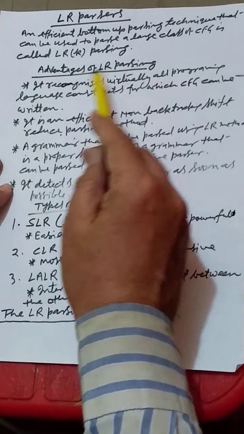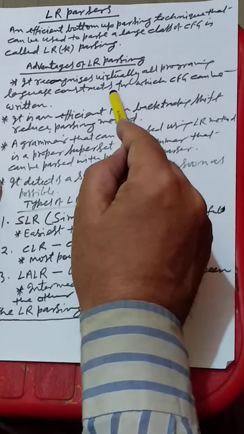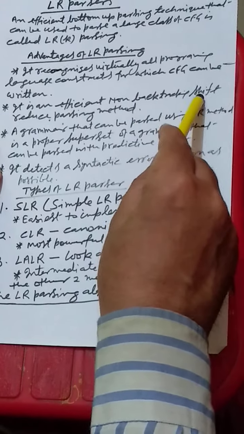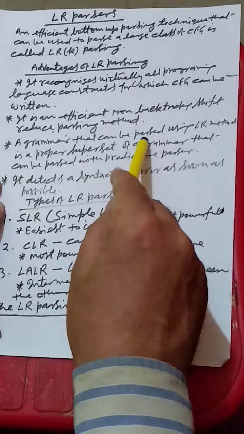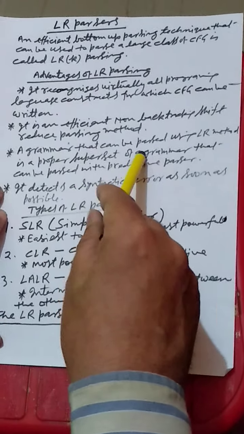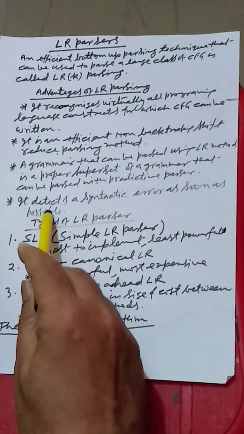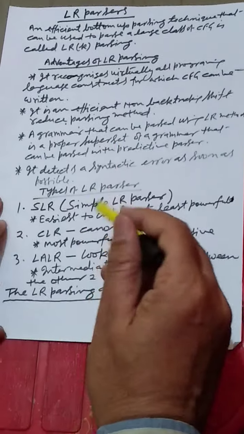Advantages of LR parsing: it recognizes virtually all programming language constructs. It is an efficient, non-backtracking, shift-reduce parsing method. A grammar that can be parsed using the LR method is a proper superset of a grammar that can be parsed with the predictive parser. It detects a syntactic error as soon as possible.